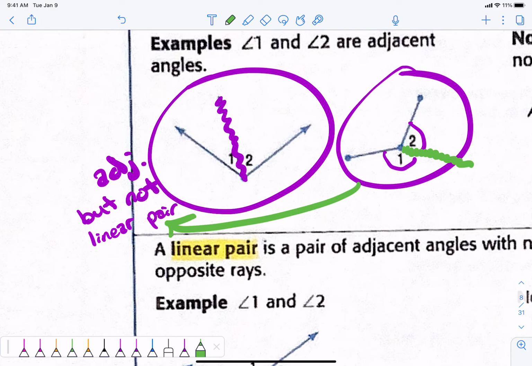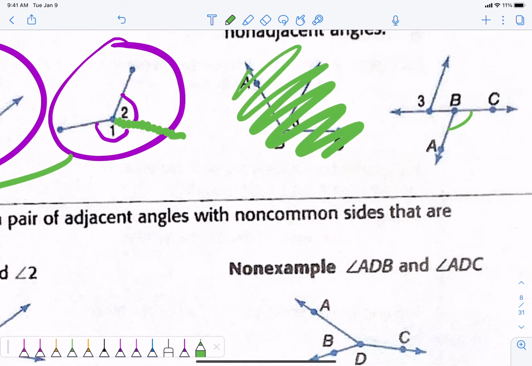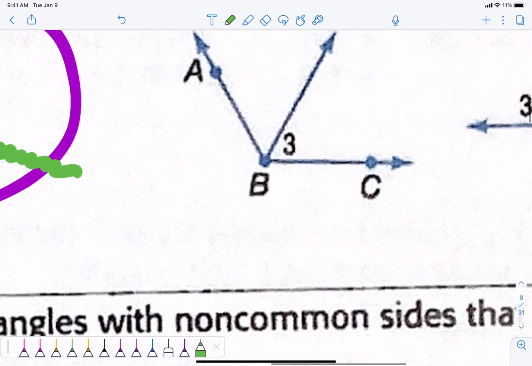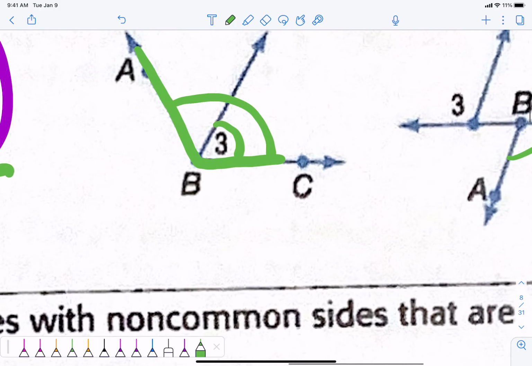Okay, then they give us some non-examples. I don't like this non-example because I don't understand. Oh, I think I do understand this non-example. ABC is this angle right here, so it's overall this angle, right? And then angle 3, they're saying those are not adjacent. Why not? Because 3 is inside. Yeah, 3 is like an angle inside of the big angle, right? So that's not adjacent, right? 1 is inside of the other one, so that's not a thing, okay?